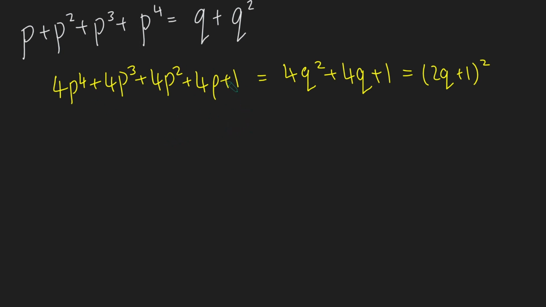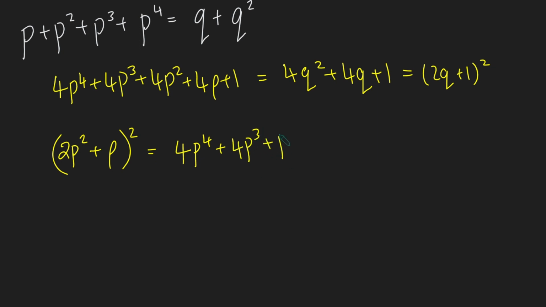Okay, cool. So we need to think about what square numbers are around this size. Well, this is 4p to the 4 plus something, so it's definitely got to be at least 2p squared, then that squared. What I'm going to do is add p to this. So if I do 2p squared plus p, and I square that, what do I get? I get 4p to the 4 plus 4p cubed plus p squared. And it's pretty clear to see that this is much smaller than this. So this is going to be less than 2q plus 1 squared. Cool. So we know therefore that 2q plus 1 must be bigger than 2p squared plus p.